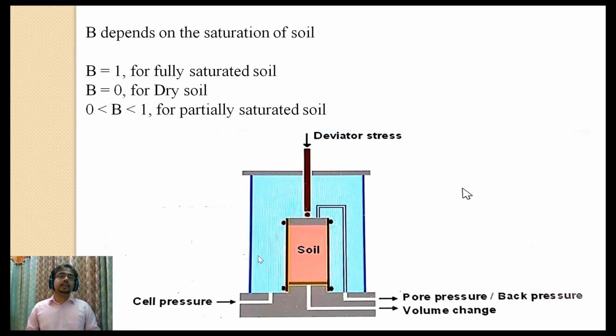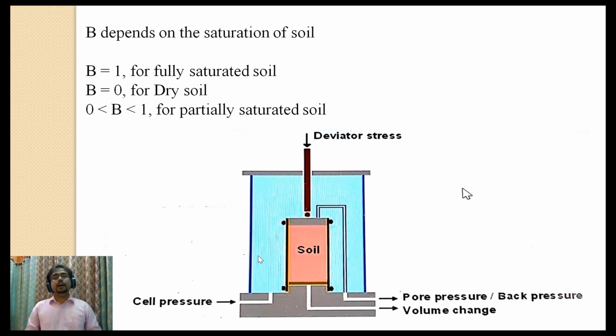That means this B value, the Skempton's pore pressure coefficient B, only depends on the saturation of the soil. If the soil is fully saturated, B should be equal to 1. If the soil is dry, then B should be equal to 0. If it is partially saturated, then the B value should be within the range of 0 to 1.